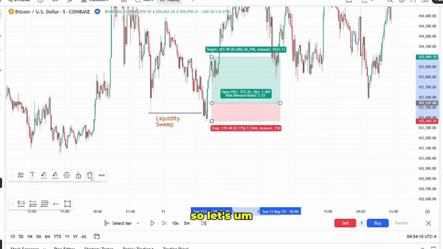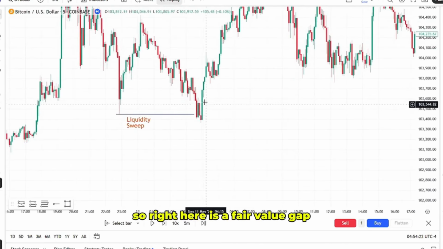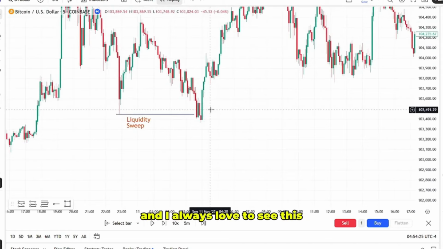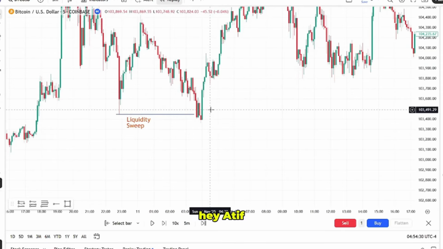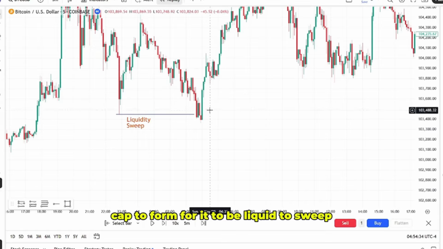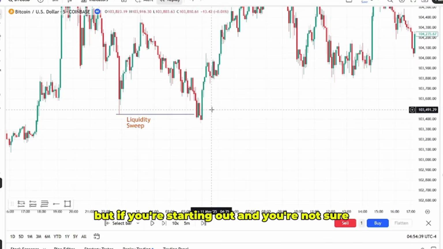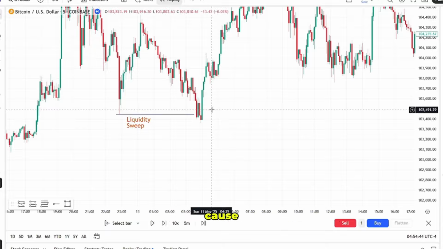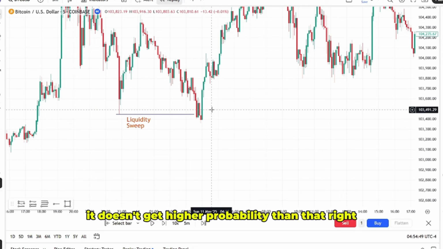So let's go for the fun part. Let's actually get some entries going. So right here is a fair value gap, and I always love to see this. My private students mainly ask me this: hey Atif, do I actually need a fair value gap to form for it to be a liquidity sweep? The answer is no, you don't need a fair value gap. But if you're starting out and you're not sure, I would say always wait for a fair value gap, because once you've got a fair value gap and a liquidity sweep, it doesn't get higher probability than that. That is the highest probability thing that you can get in all of trading.